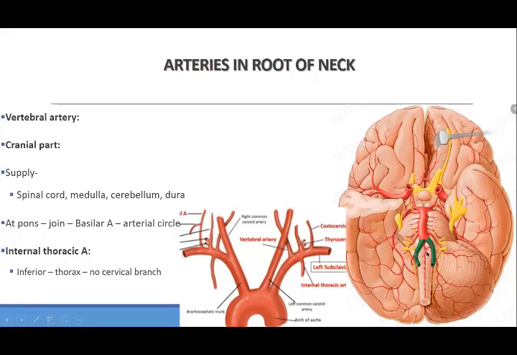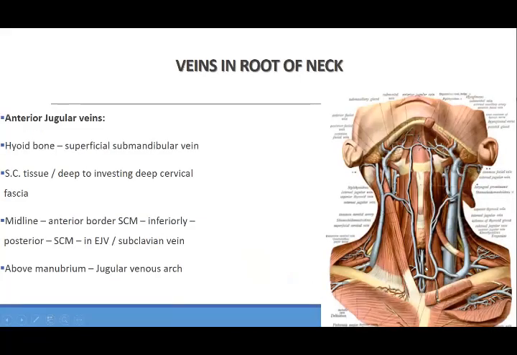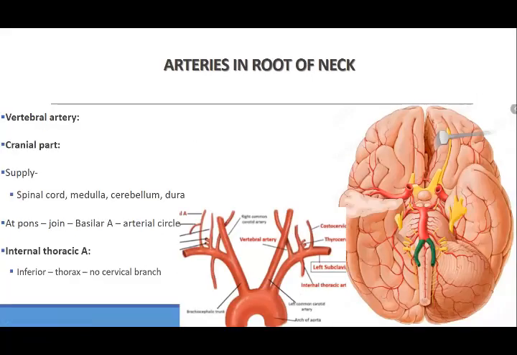So it is running between the medulla and the cerebellum. It will supply the medulla. It will supply the cerebellum. It will also, some branches will go to the spinal cord because spinal cord continues superiorly with the medulla. So it gives branches to the spinal cord, the vertebral artery. I'm talking about this green artery. It gives branches to the spinal cord. It gives branches to the medulla. It gives branches to the cerebellum.